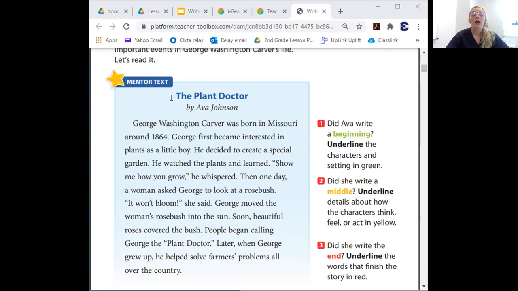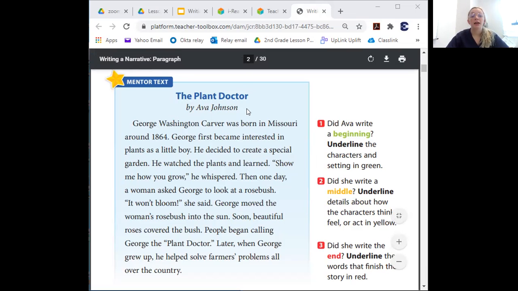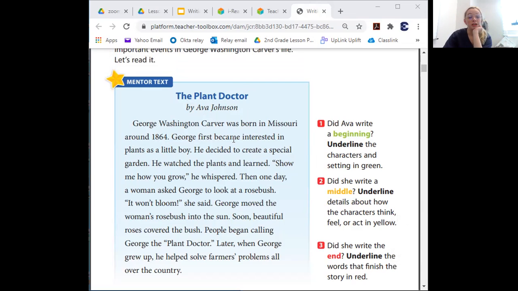Here we go. The Plant Doctor by Ava Johnson. George Washington Carver was born in Missouri around 1864. George first became interested in plants as a little boy. He decided to create a special garden. He watched the plants and learned. "Show me how you grow," he whispered.